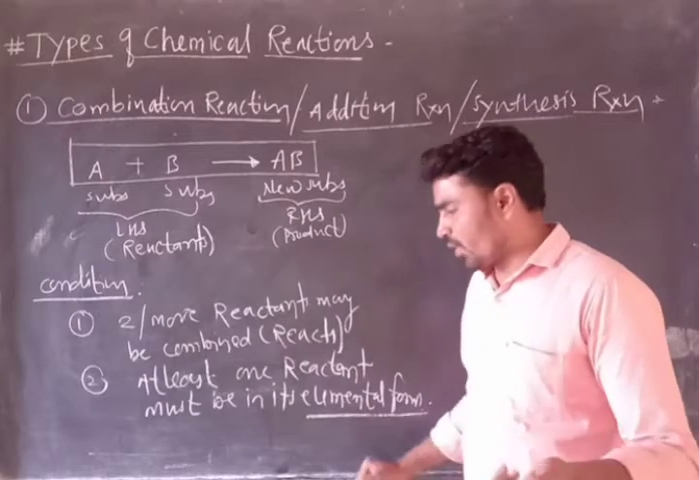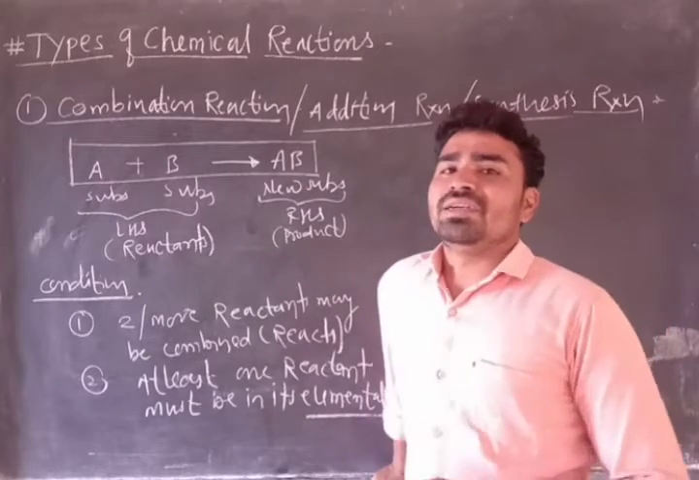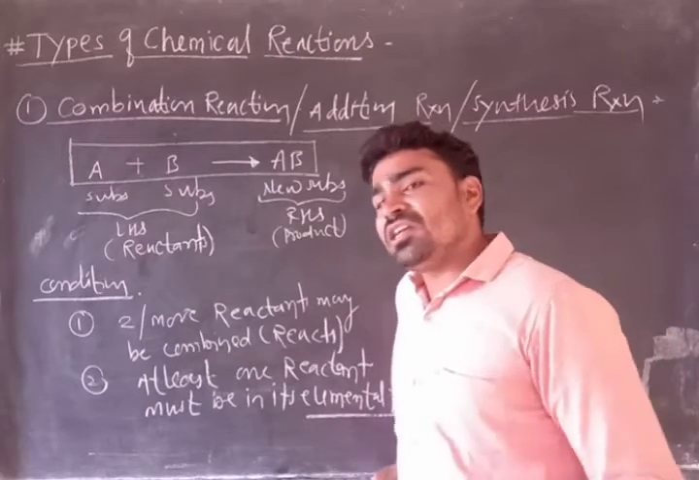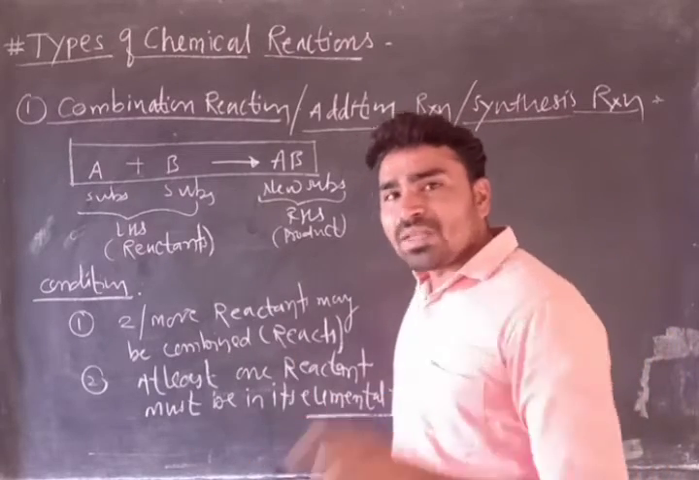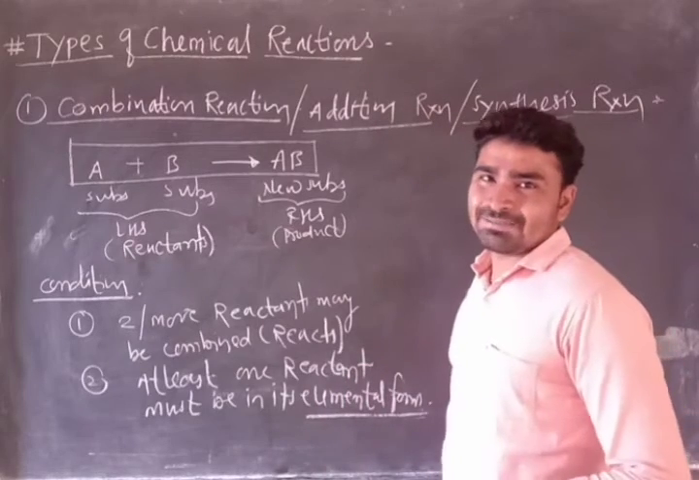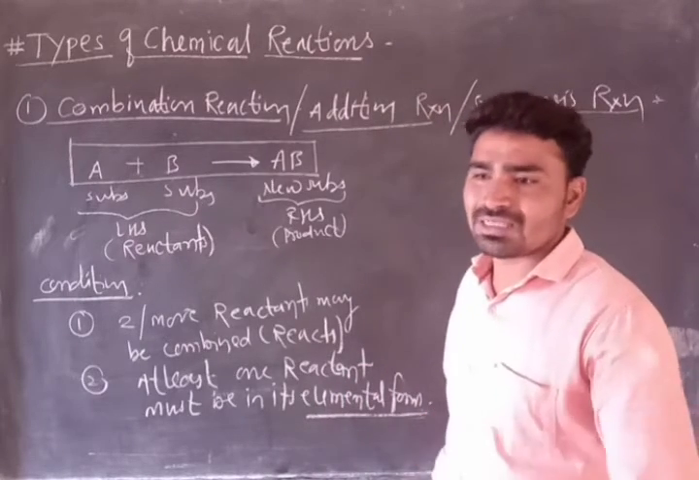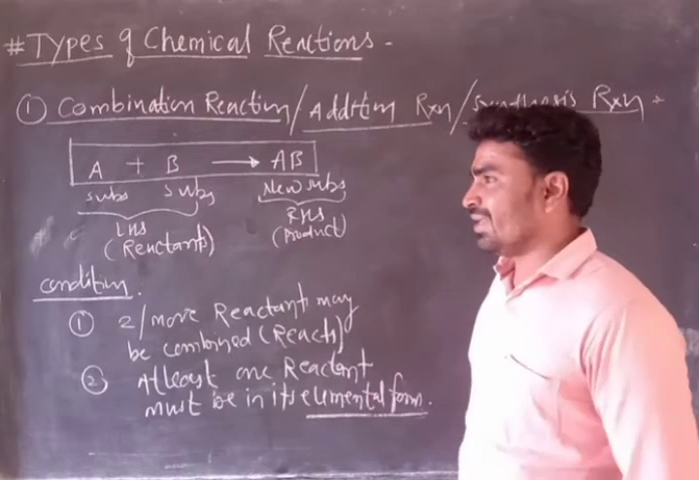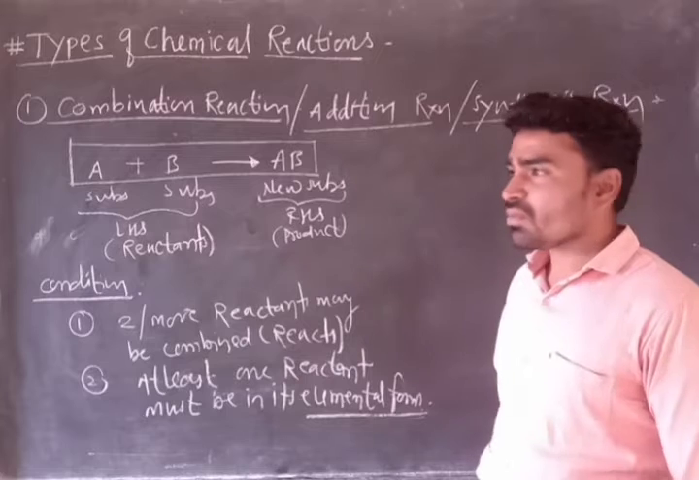Take another example. For example, there is the element sodium. Now let me tell you, sodium is highly reactive. So in nature, it is not found in the free state. It is not found in the elemental state. It is found as sodium oxide, sodium hydroxide, sodium chloride. Like this situation is there.